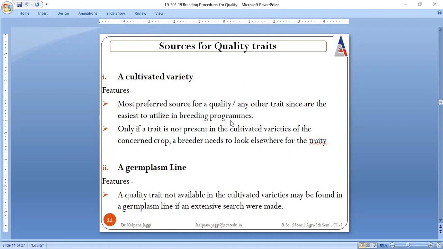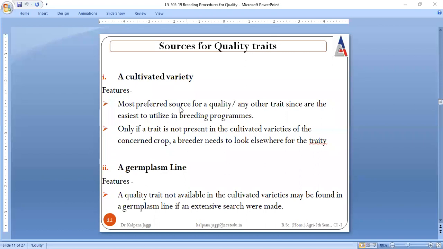Because after all we are to focus on the breeding procedures only, right? In the breeding procedure, mostly we try to have the varieties which are the cultivated ones. So the very important feature of a cultivated variety is that it is the most preferred source. Whenever you are to breed any of your varieties in terms of quality, you must focus on the cultivated varieties only, because they are easily utilized in the breeding programs.